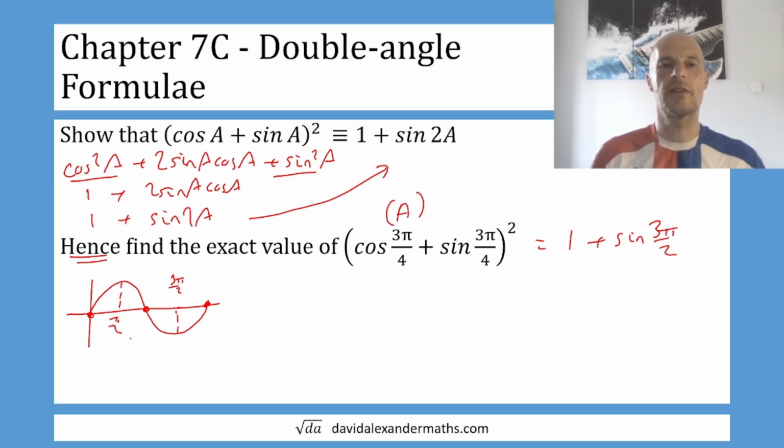The sine of 3π/2 is -1. So what we have is 1 plus -1, so all of this is just 0. So the exact value of (cos 3π/4 + sin 3π/4) all squared is 0. And if you want, just type that into your calculator to double check. We do get 0.